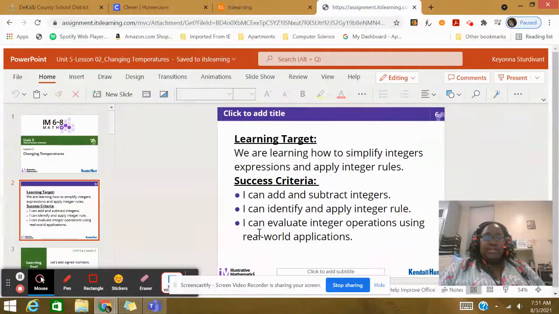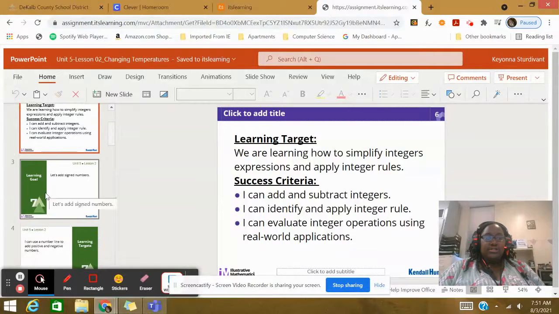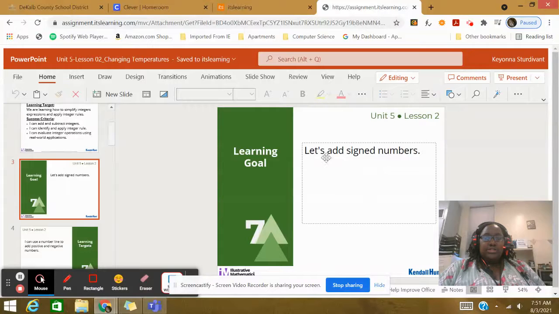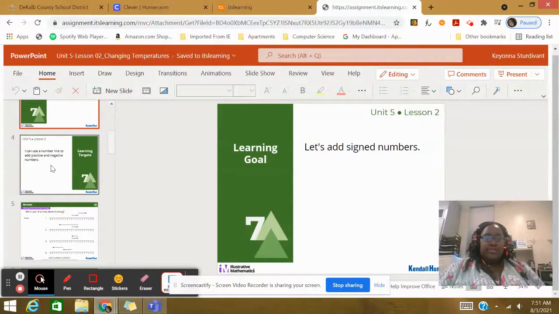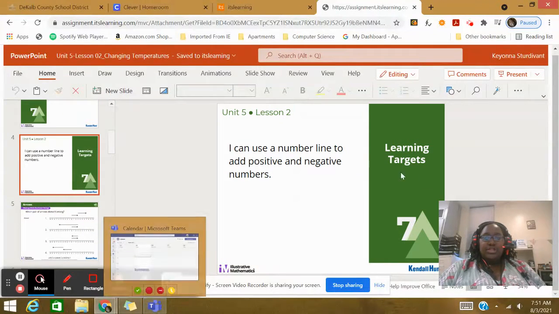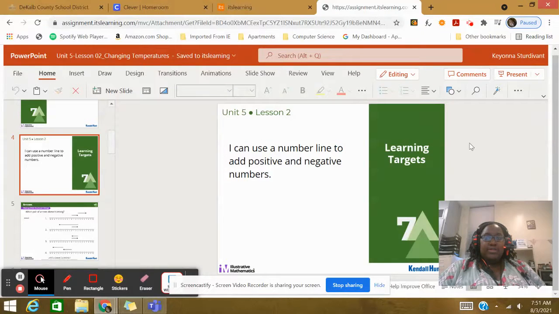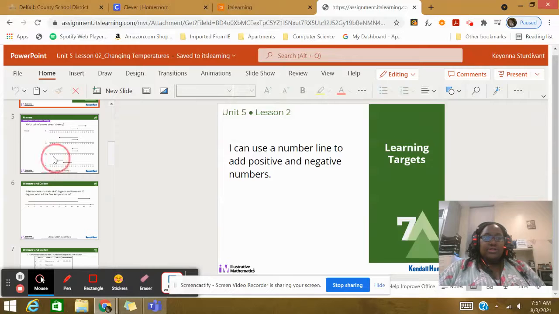So, at the very beginning, you are going to go ahead and copy down the learning target and success criteria, but you will be doing that from lesson one. Their learning goal says, let's just add signs. Remember, our focus is on adding and subtracting integers. Their learning target states that I can use a number line to add positive and negative numbers.